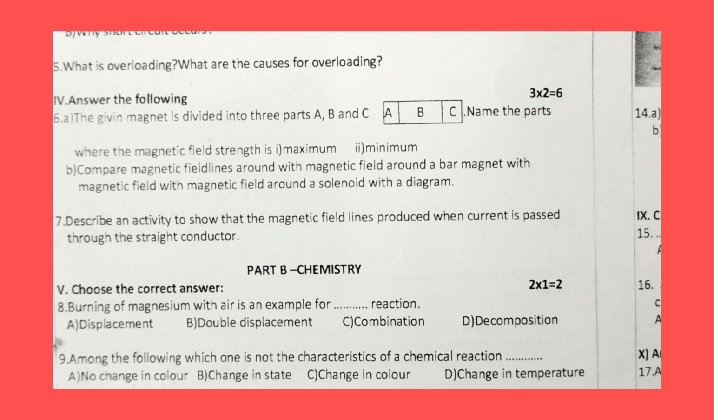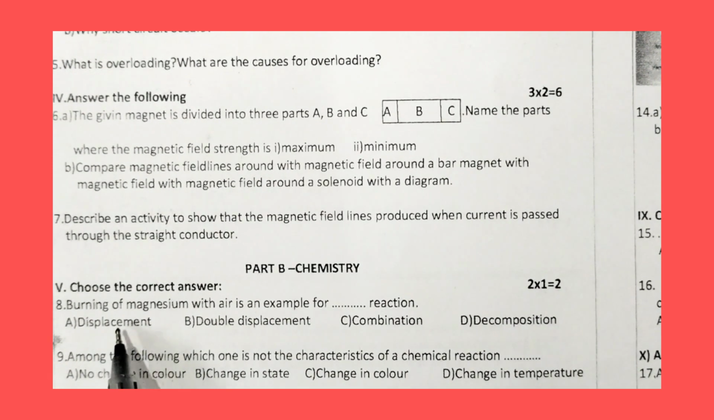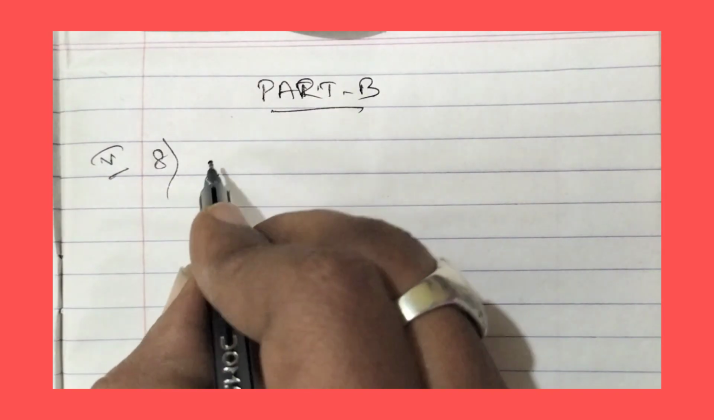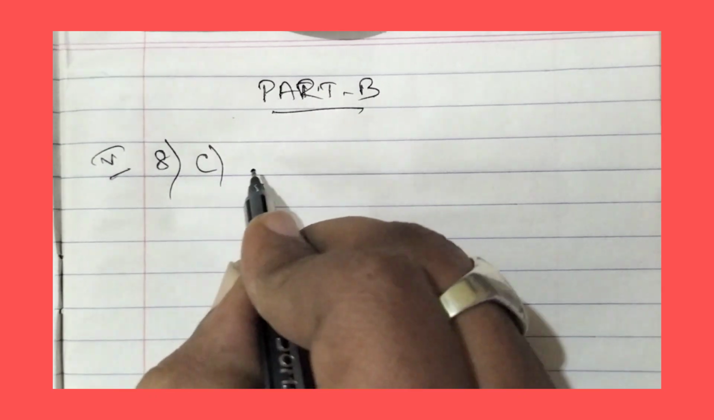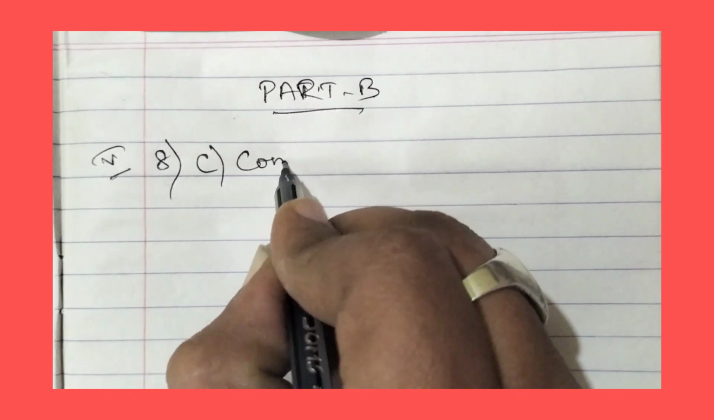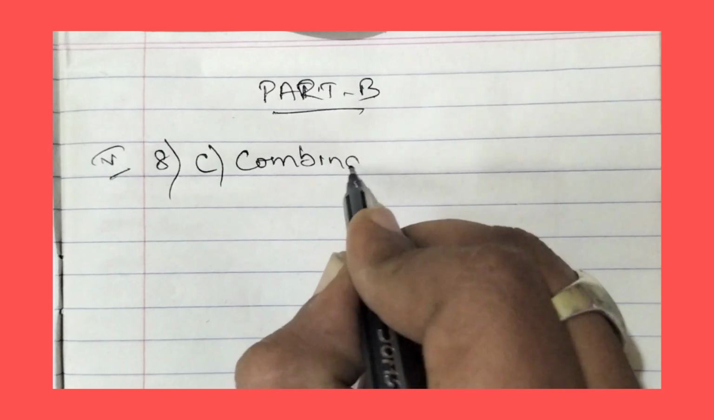The first question of the chemistry part is, burning of magnesium with air is an example for dash reaction: displacement reaction, double displacement reaction, combination reaction, decomposition reaction. So among these four, the right option is option C, combination reaction. 2 Mg plus O2 give rise to 2 MgO. So for the eighth question, the right answer is combination reaction.